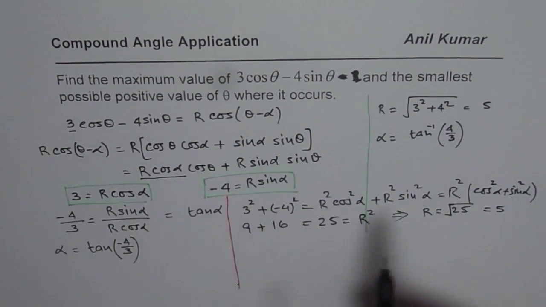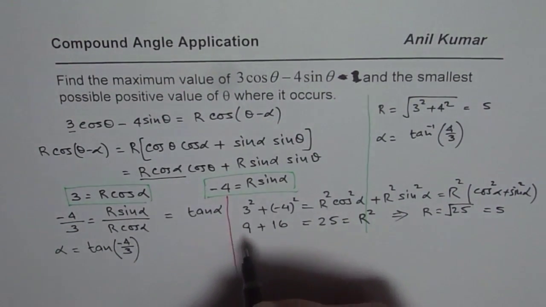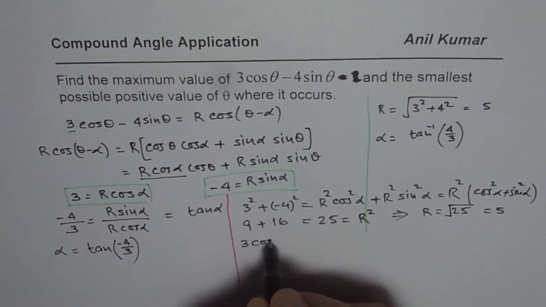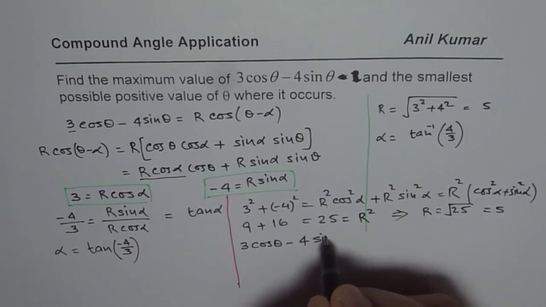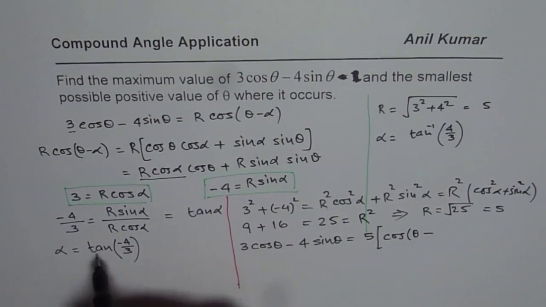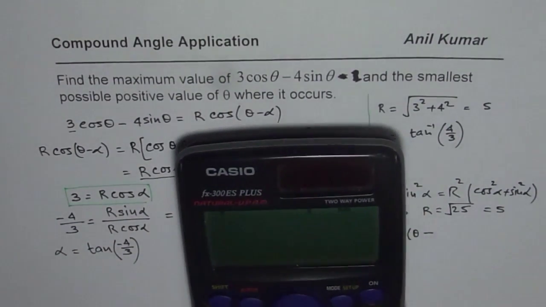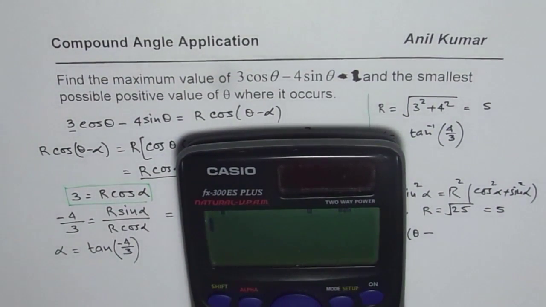And so we can write our expression in terms of r and alpha: 3 cos theta minus 4 sine theta equals r, which is 5, times cos of theta minus alpha. Let me get the value of alpha from the calculator. We use the calculator to find tan inverse of 4 over 3. As you know, first we should find the acute angle, and then we can take it away from pi to get the negative value.